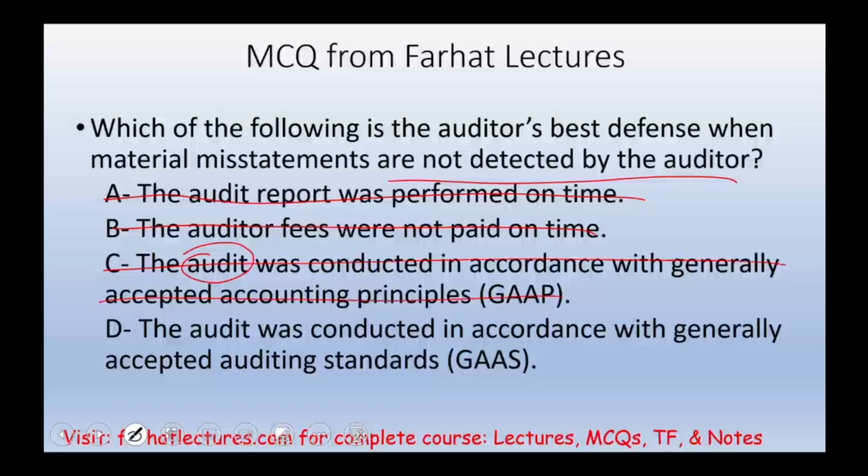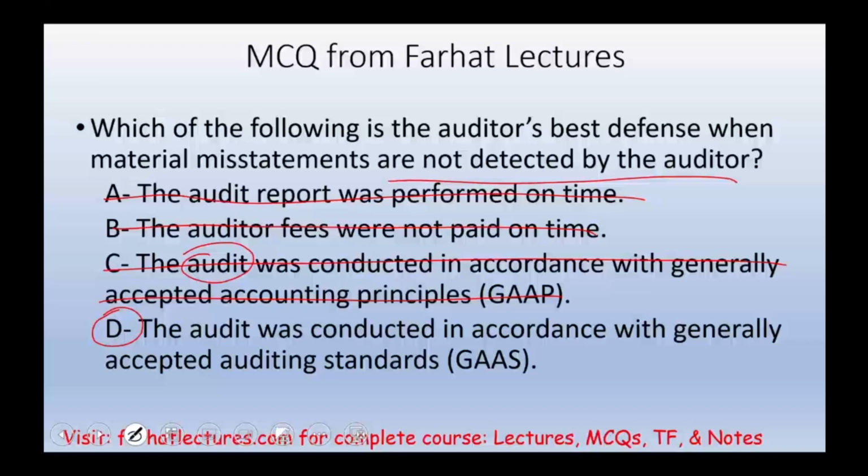The audit was conducted in accordance with generally accepted auditing standards. Yes, and that's a form of defense. What does that mean? Remember, we can only provide reasonable assurance. And if we follow GAAS, we did provide our reasonable assurance. Therefore, our first line of defense is we did our job as expected of us, and we can only provide reasonable assurance. That's the first line of defense.